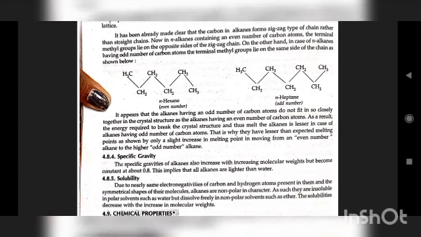It appears that the alkanes having an odd number of carbon atoms do not fit in so closely together in the crystal structure as the alkanes having an even number of carbon atoms. As a result, the energy required to break the crystal structure and thus melt the alkane is lesser in the case of alkanes having an odd number of carbon atoms. That is why they have lower than expected melting points, as shown by only a slight increase in melting point moving from even number alkanes to the higher odd number alkanes.